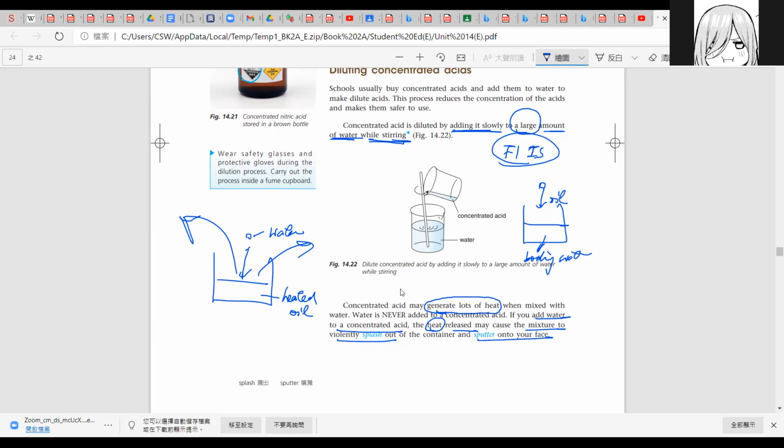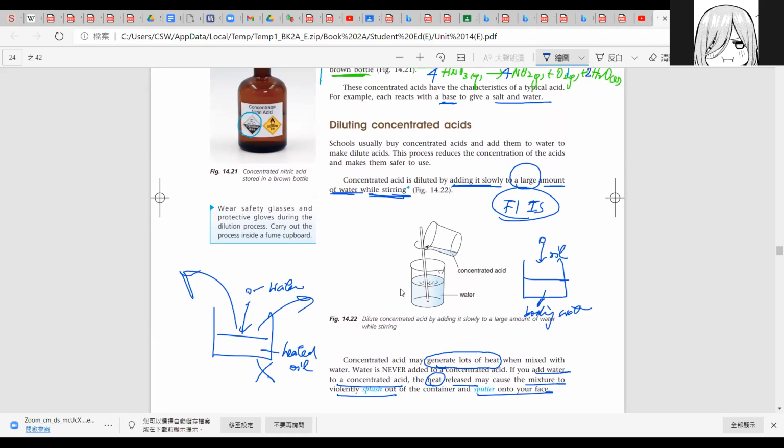So never attempt it like this. Okay? It's very dangerous. So how would you do that, especially for disposal of chemicals? Can you get the point? Finally, after usage of the acid, they no longer use it.